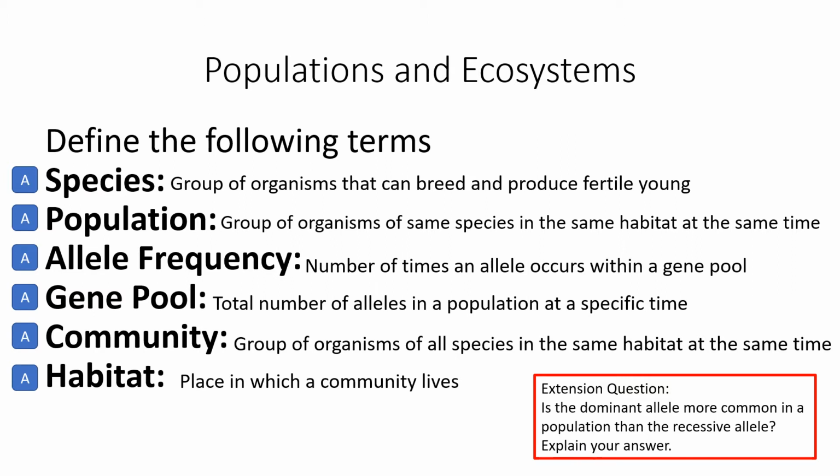There is an extension question, which looks at, is the dominant allele more common in a population than the recessive allele? It very much depends on what the phenotype is resulting from the dominant and recessive alleles. Some of the different genetic conditions that you can find actually are a result of dominant alleles rather than recessive ones. So don't always make the assumption that dominant is more common in a population than recessive.